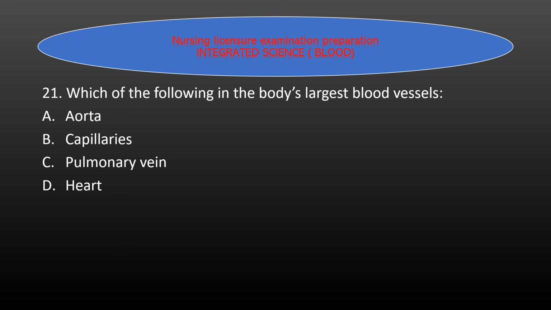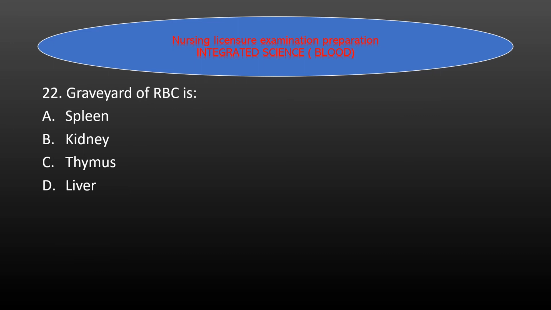Question number 21. Which of the following is the body's largest blood vessel? Option A aorta, option B capillaries, option C pulmonary vein, option D heart. And the correct answer is option A, that is aorta. Question number 22. Graveyard of RBC is option A spleen, option B kidney, option C thymus, option D liver. And the correct answer is option A, spleen.